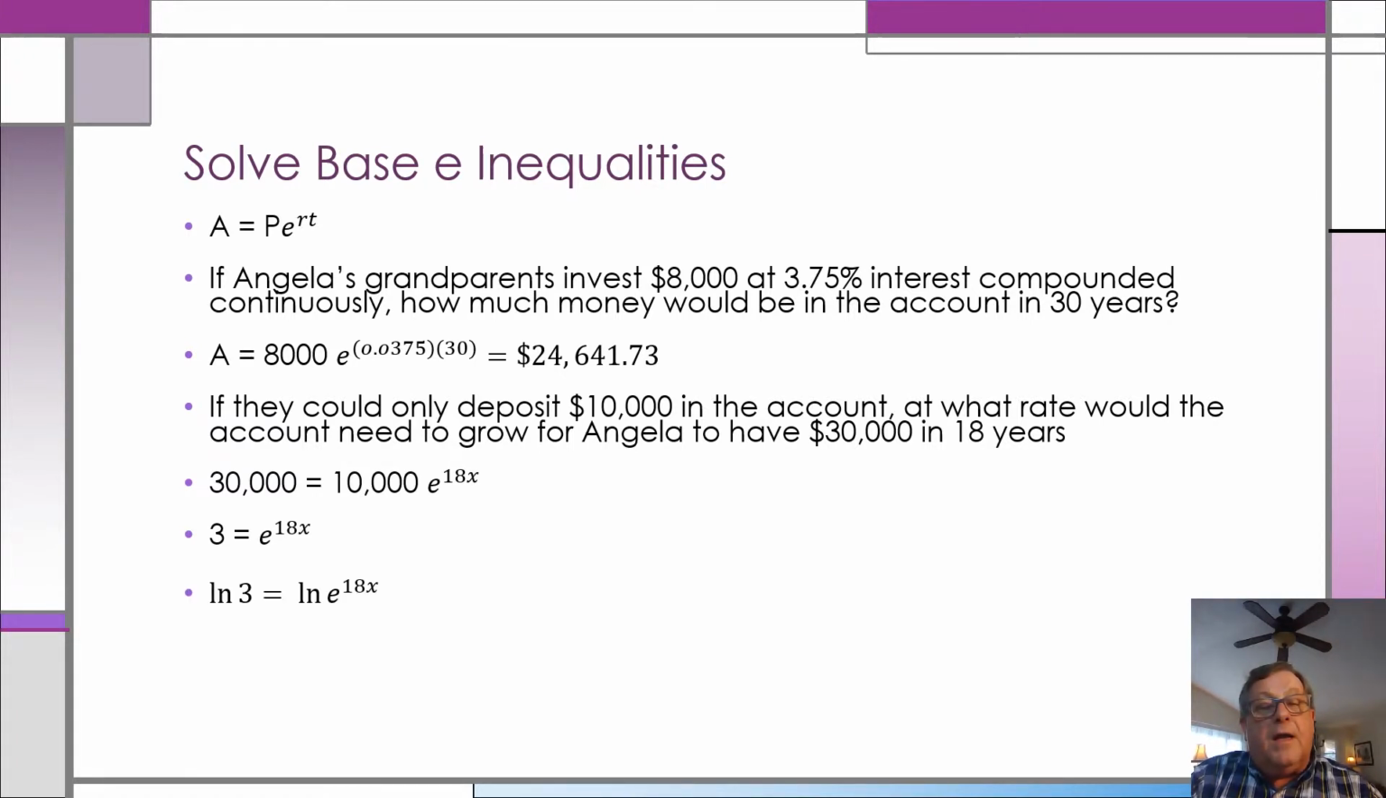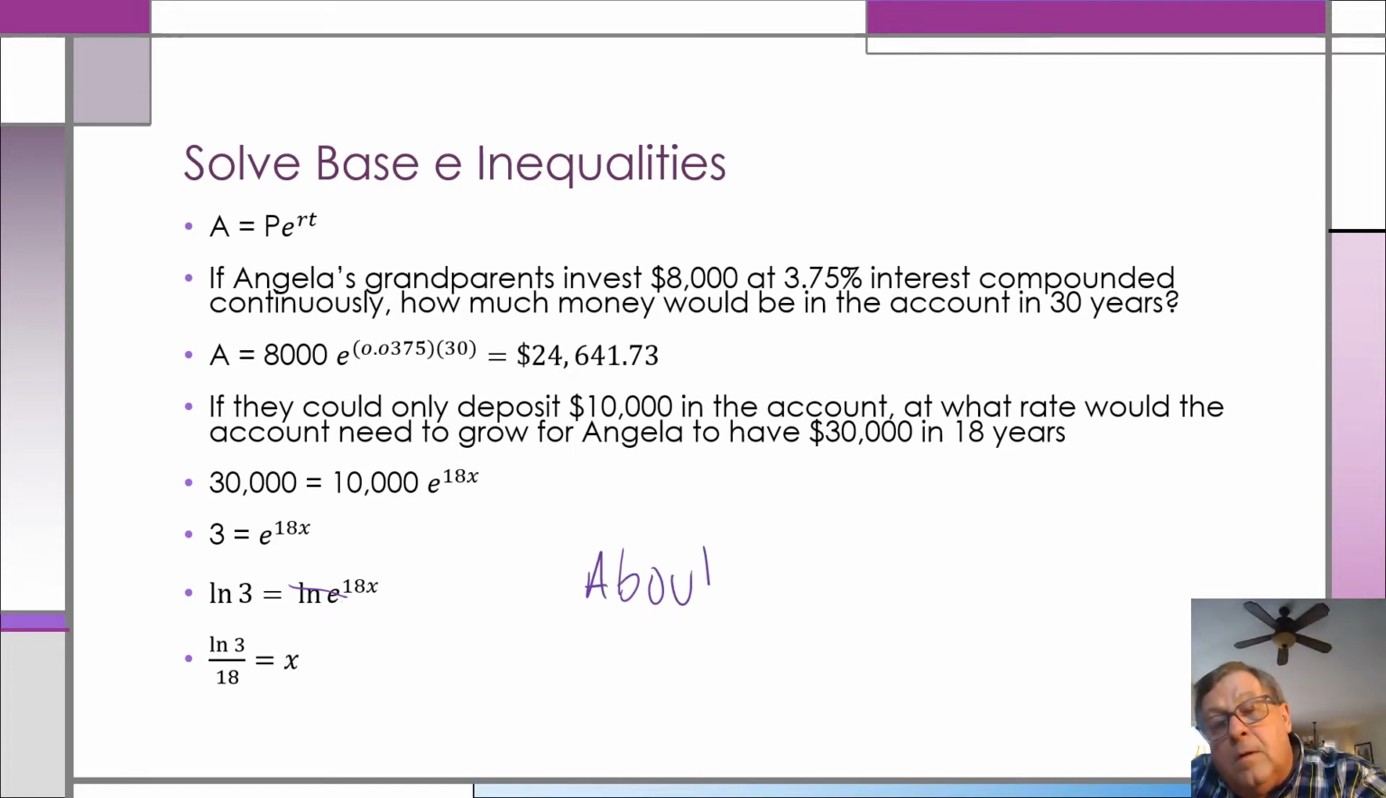And when we do, I've got ln of 3 equals ln of E raised to the power of 18x. X, the rate of return, is what we're trying to find. And the ln and the E cancel. That's just 1. And let's see, then that's going to leave me with ln of 3 equals 18x. We can divide both sides by 18 to isolate the x. And when I put that in my calculator, ln of 3 divided by 18, we're going to say that our rate of return needs to be about 6.1%.